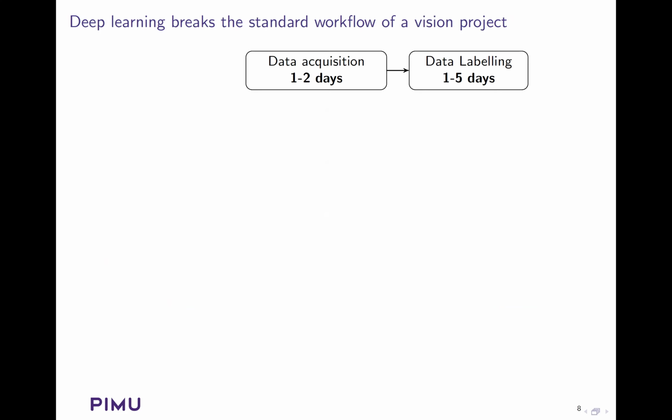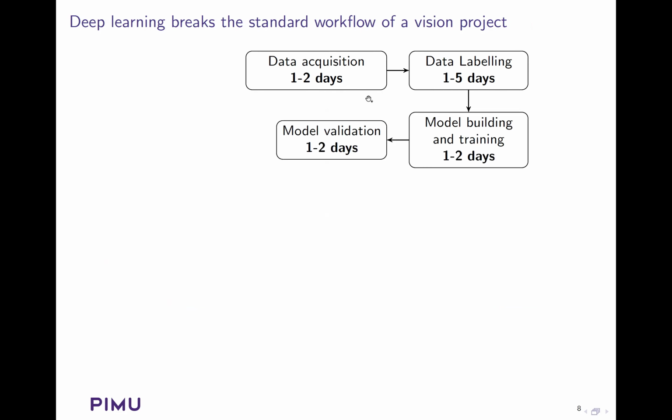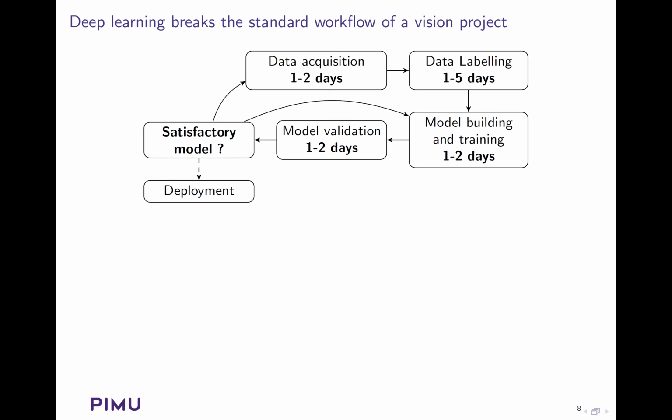So to put it in perspective compared to the standard vision project workflow, here's how you would integrate deep learning in a vision project. You acquire data, you label it, so that takes in the order of days. You build and train a model that you try to validate, and you see whether your model is satisfactory, usually not at the first try. Usually you go back to acquiring more data, and eventually you get something that you can think of deploying.